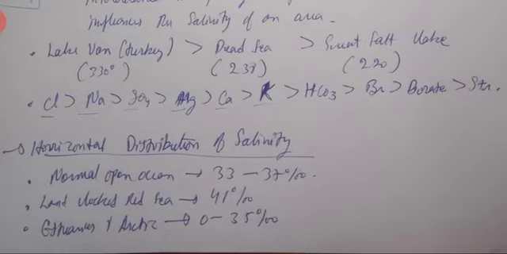Then the next point, horizontal distribution of salinity. First point, the normal open ocean has 33 to 37 parts per thousand. The landlocked Red Sea has 41 parts per thousand. Estuaries and the Arctic Sea have 0 to 35 parts per thousand salinity.